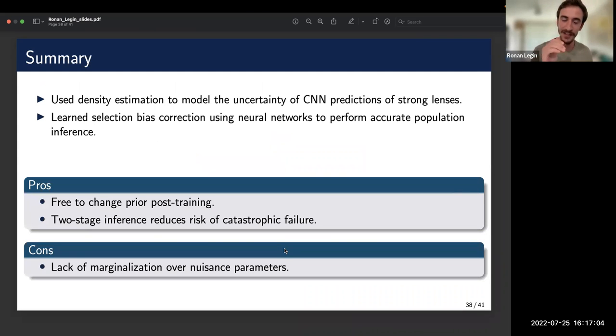So we use density estimation to model the uncertainty of CNN predictions of strong lenses. And as a side project, I'm trying to use neural networks to learn a correction for selection bias in order to perform population inference.